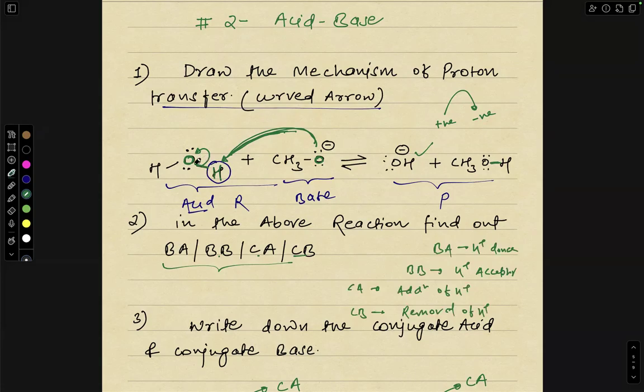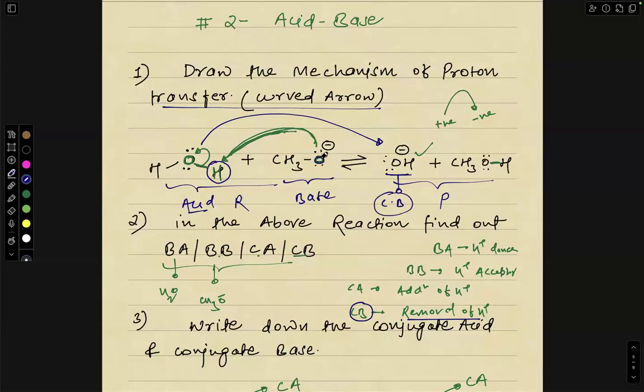So now look at here, this water is a proton donor, so Bronsted acid. CH3O minus grabs the proton, so it is a proton acceptor, so Bronsted base. And now look at here, conjugate acid and conjugate base. So look at the H2O. H2O donates its proton, meaning H2O loses its proton. I said that removal of a proton forms the conjugate base. So once you remove a proton from H2O, it forms OH minus. So loss of proton is conjugate base.